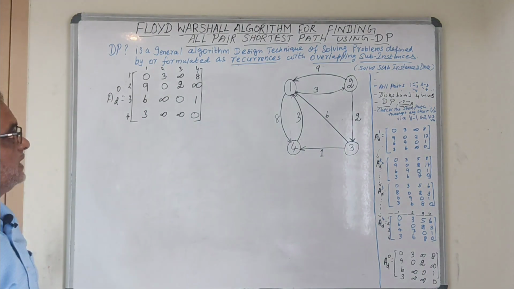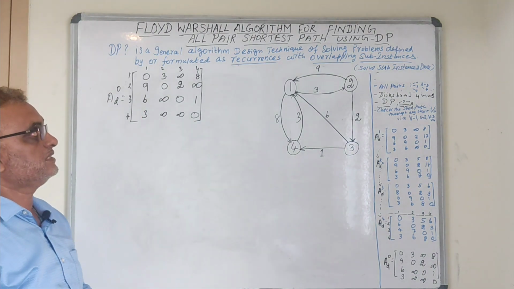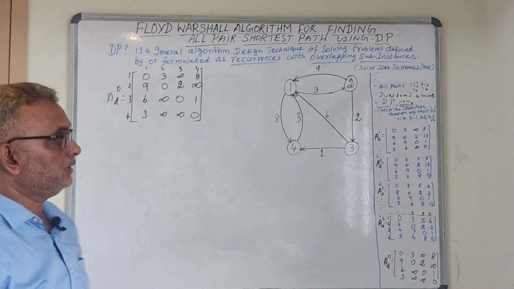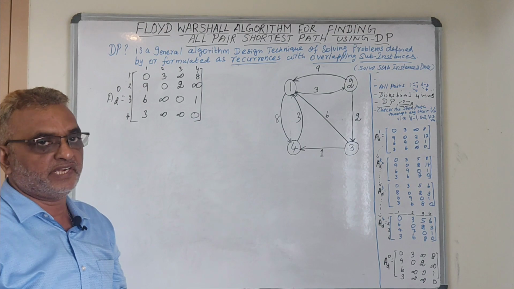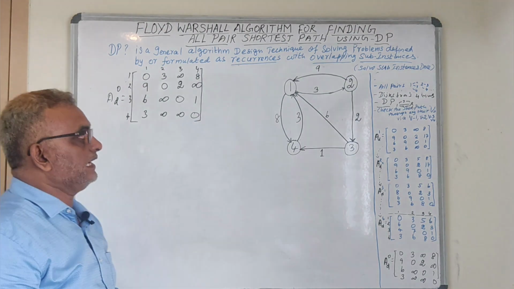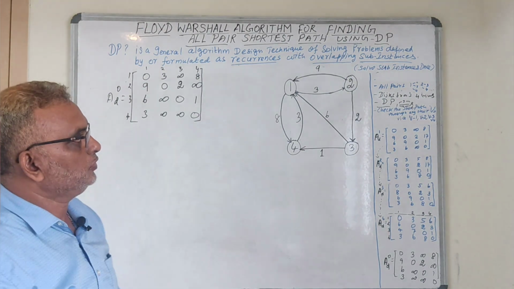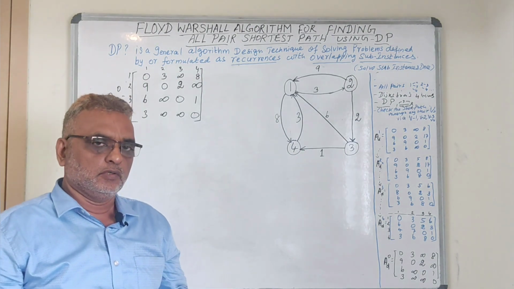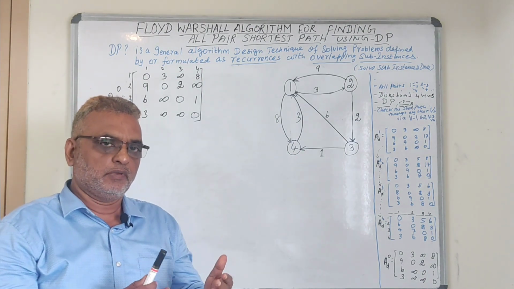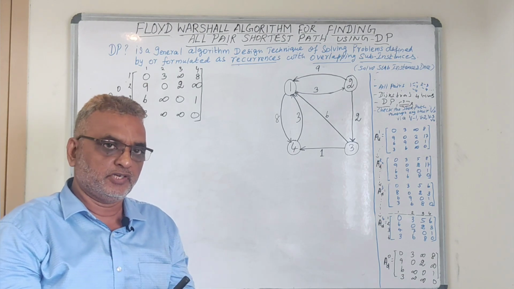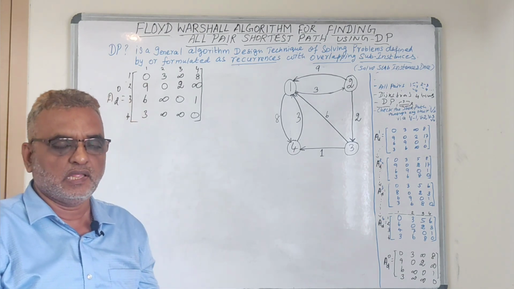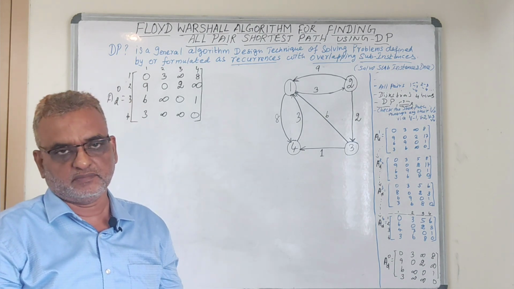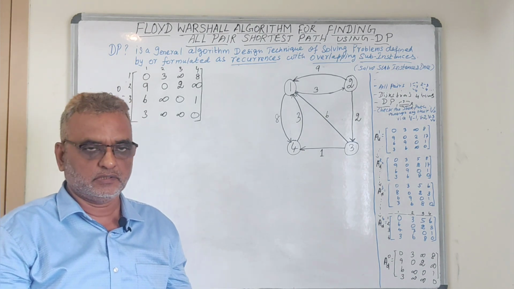Dynamic programming is a general algorithm design technique of solving problems defined by or formulated as recurrences with overlapping sub-instances. So any problem can be divided into sub-problems, and the problems can be solved easily. So that is the concept.